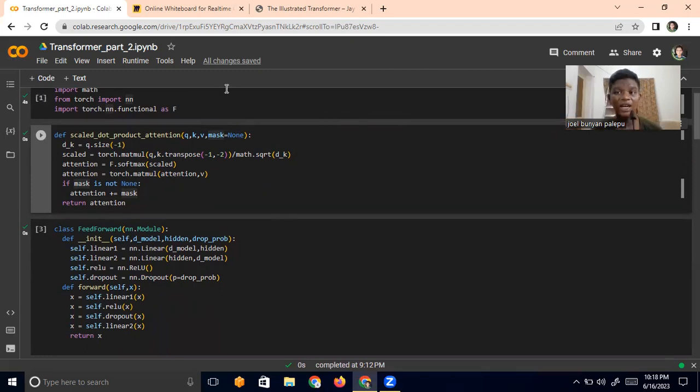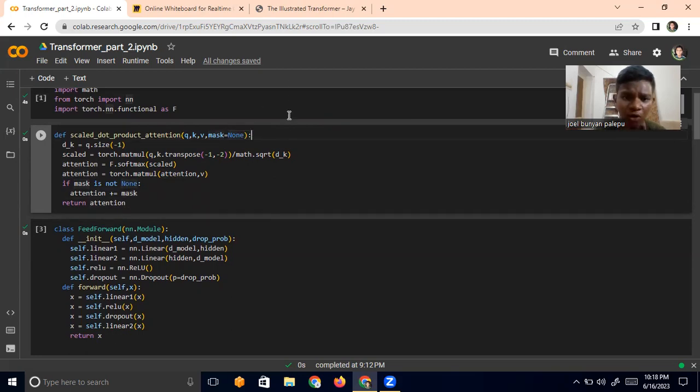By that we can actually understand how important a particular word should be to other words. So that is the main reason. That is the only thing we can find in scaled dot product attention. Now I have actually added a new parameter, mask.